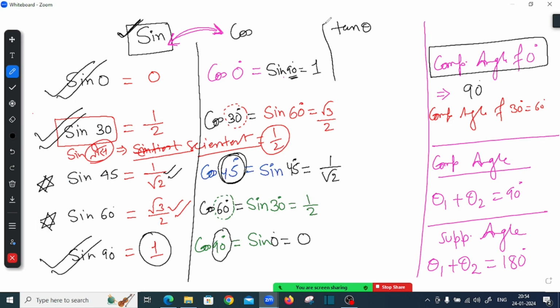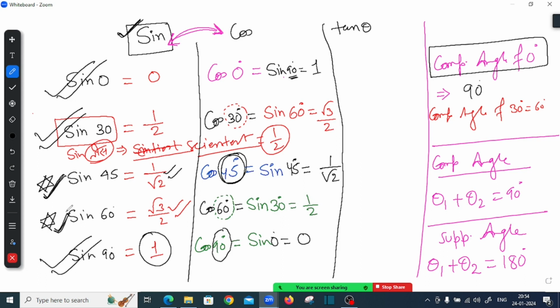So you got all the cos values. My explanation is that if you have remembered sine values by heart, then you will not suffer any difficulty in finding the cos value, isn't it? Are you getting this point? So just remember the sine values by heart. There should be no confusion in sine values, and in sine only two values, sine 45 and sine 60.